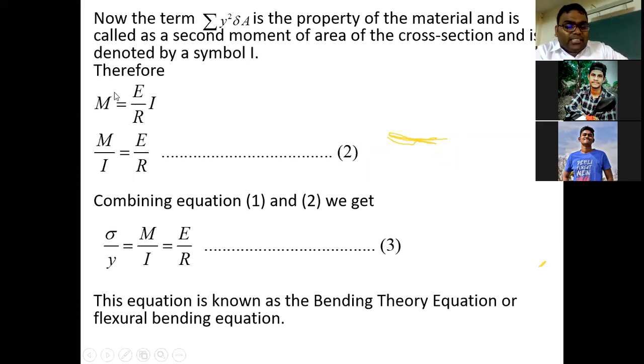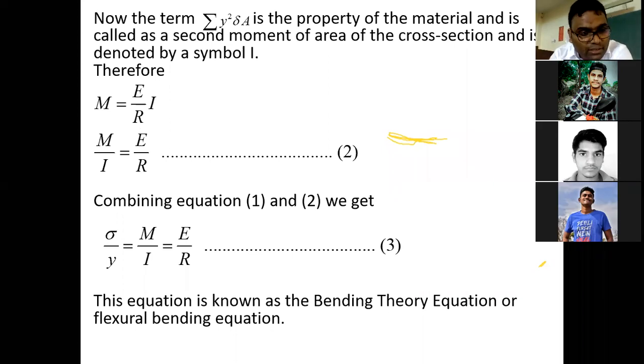So now we can say that M is equal to E by R into I, and we can rewrite this as M upon I equals E by R. You already know that in equation number 1, sigma upon y is equal to E by R. Then just combining both equations, you will get the new relation: sigma upon y equals M upon I equals E by R. This equation is called the bending theory equation, or flexural equation, or simply the bending equation.